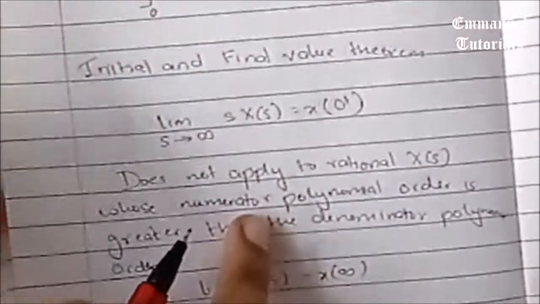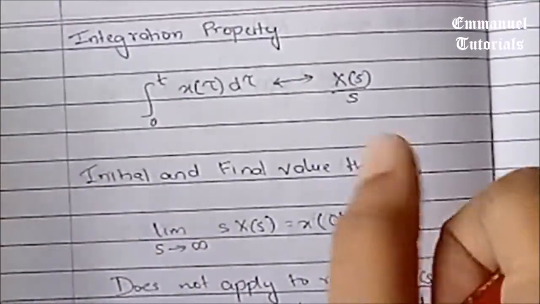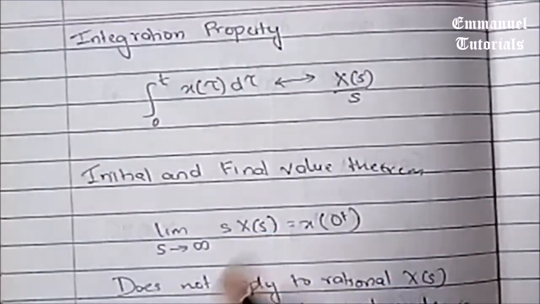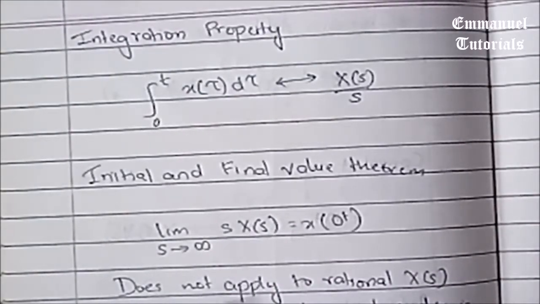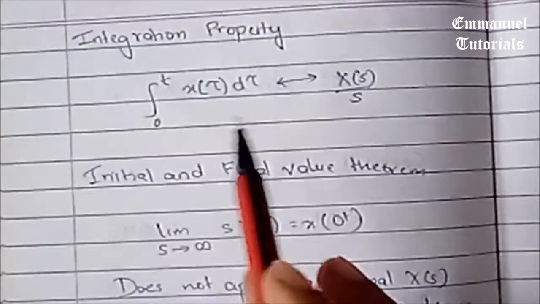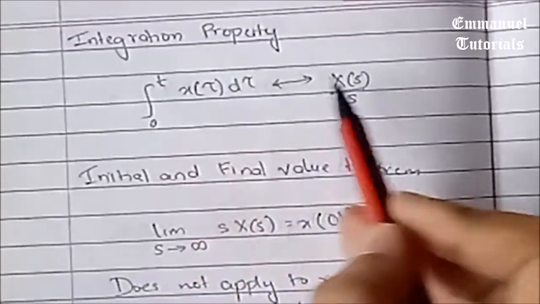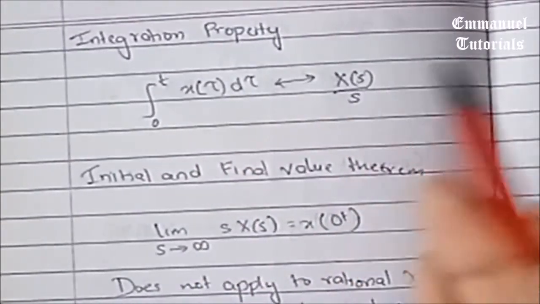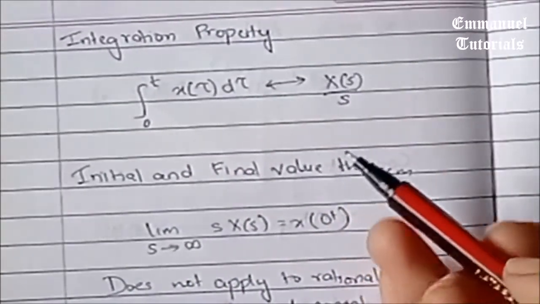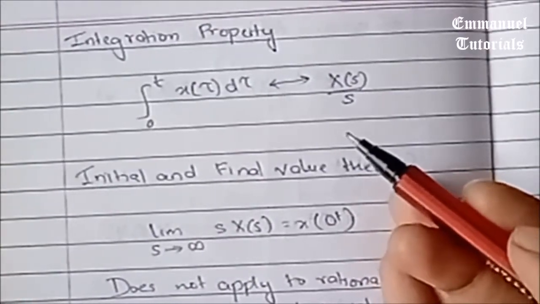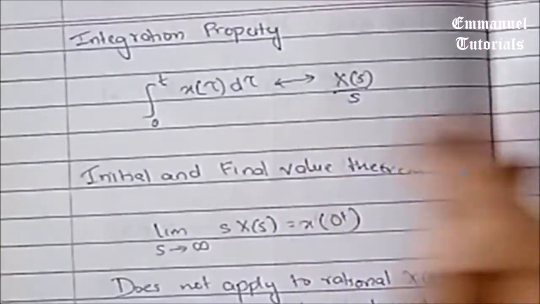Next, integration property. I have already seen differentiation. So now if you integrate the signal in the time domain, what is going to happen is on the s domain, you're going to just divide the Laplace transform by s. So that's the difference which you have.